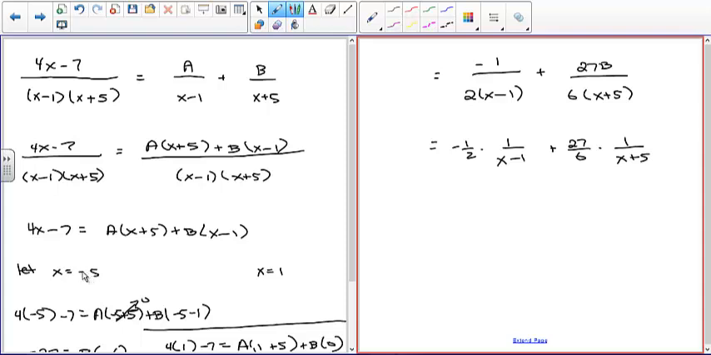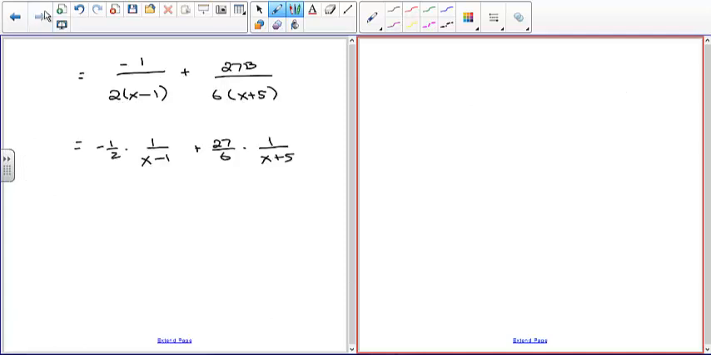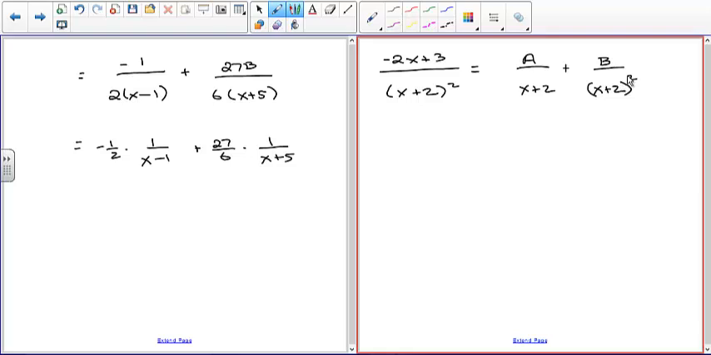Don't get two equations and two unknowns. Choose x judiciously to solve one equation and one unknown. Let's go to repeat linear factors. So I'm going to do negative 2x plus 3 divided by x plus 2 squared. So now our linear factor is x plus 2, but there's two of them. So what happens there is we have A divided by x plus 2 plus B divided by x plus 2 squared.